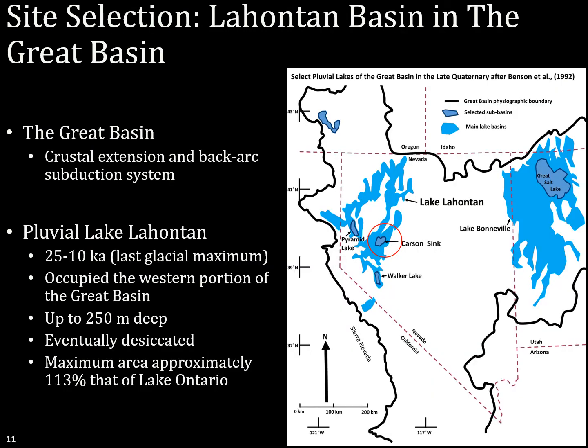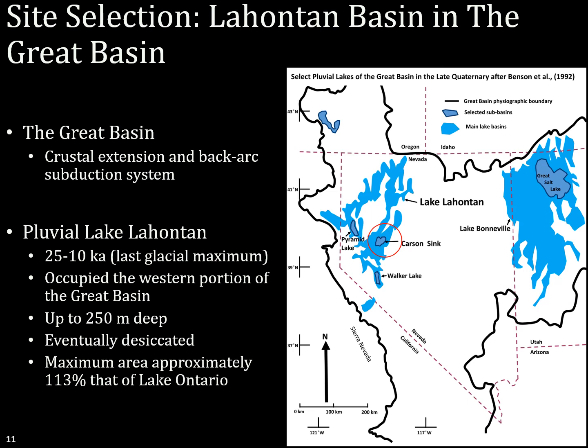So then we had to select a site, and where are we going to go? We selected something in the Great Basin. The Great Basin is an extensional system in western North America that lies between the Wasatch Range to the east and the Sierra Nevadas to the west. Largely we're in Nevada, and specifically we went to the Lake Lahontan Basin and the Carson Sink in that basin.